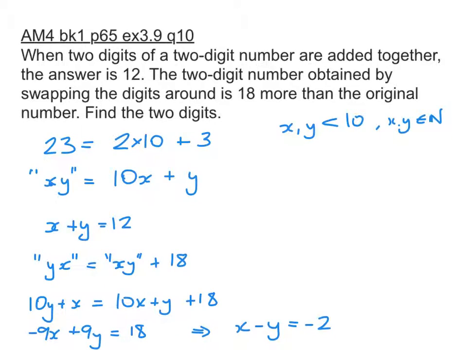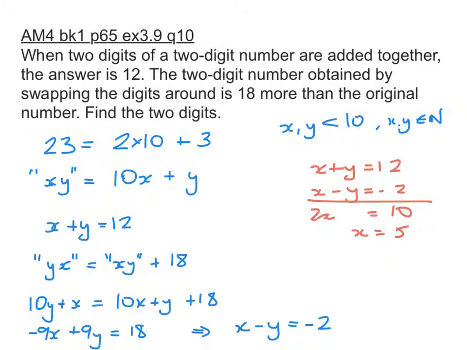So we have our two equations, x plus y equals 12, x minus y equals minus 2. So if we do simultaneous equations for that, it does not take long to find that 2x is equal to 10, in which case x is 5. To find out what y is, all we need to do is appreciate the two numbers add together to make 12. Therefore, what must I add to 5 to get 12? Well, y is going to be 7.